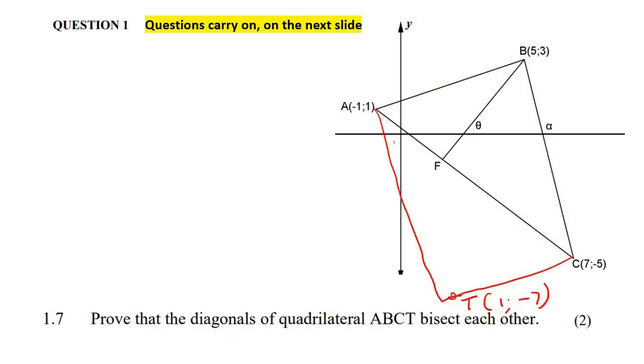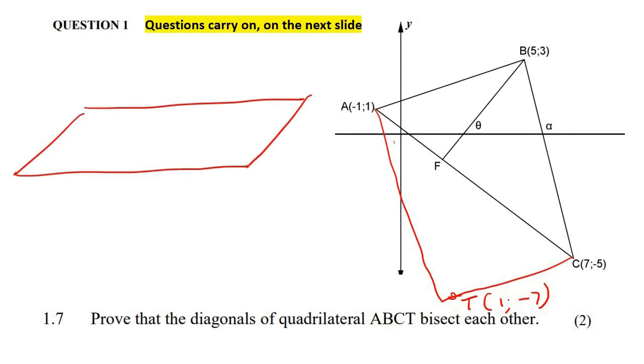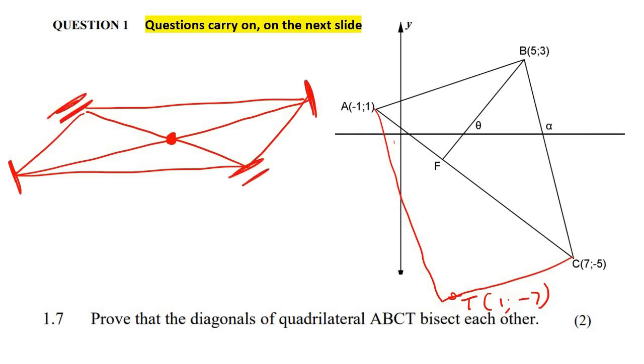This question says, prove that the diagonals of this quadrilateral ABCT bisect each other. What does that even mean? So if you have a parallelogram and you have diagonals, then this point is going to be the same for both diagonals. So what you're going to do is you're going to first find the midpoint of this line, and then you're going to find the midpoint of this line over here. And what you would find is that they are both going to be at exactly the same place. That is all that you're going to do, okay?